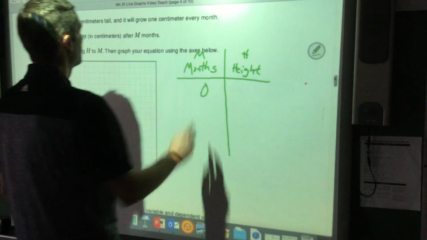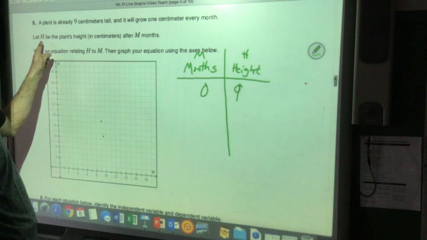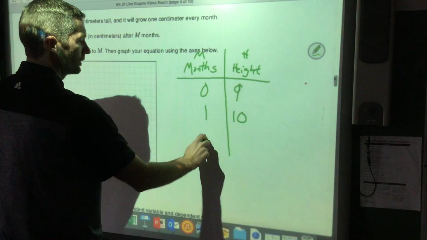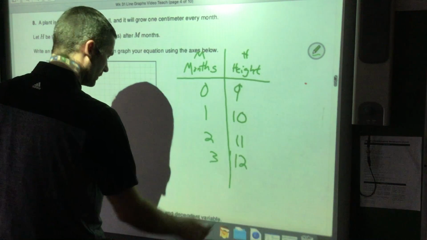Okay, so after 0 months, the plant's already 9. After 1 month, well, it's going to grow 1 centimeter, so it's going to be 10. After 2 months, it's going to be 11. After 3 months, it's going to be 12, and so on and so forth.